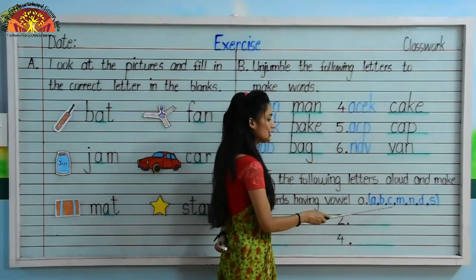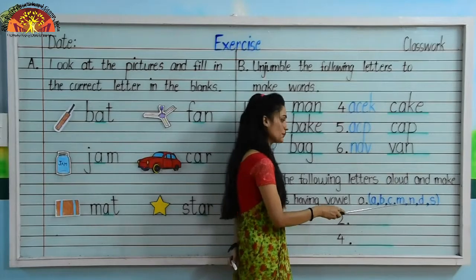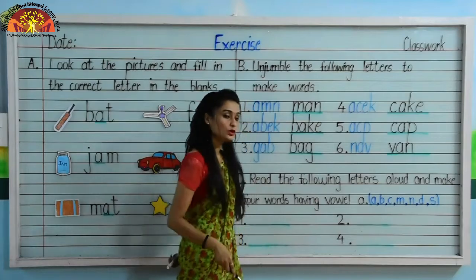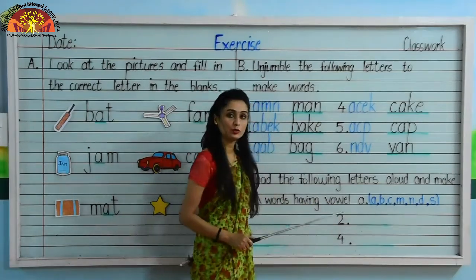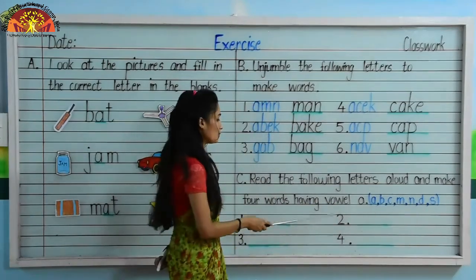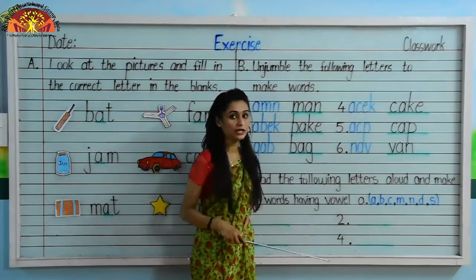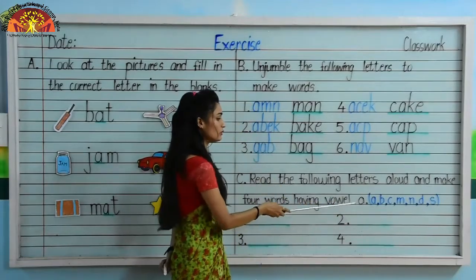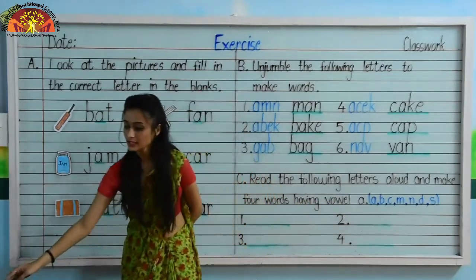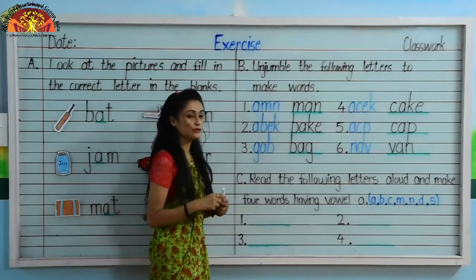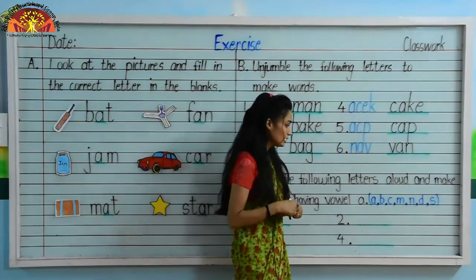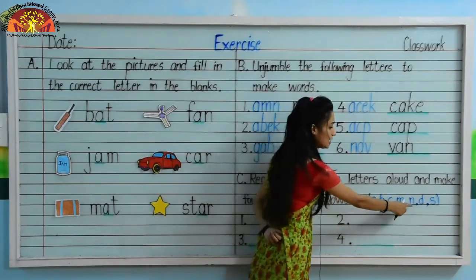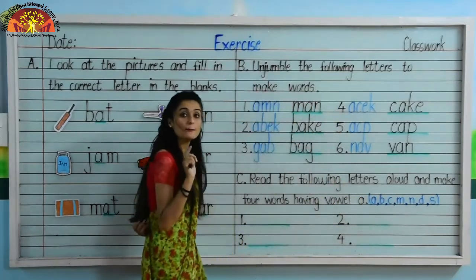A, B, C, M, N, D and S. So we have to use these letters and we have to make 4 words with vowel A. Okay, we have to make 4 words using these letters with vowel A. So let's see what those 4 words are that we can make, kids. First one is man. We can write man, M-A-N. So our first word is man.